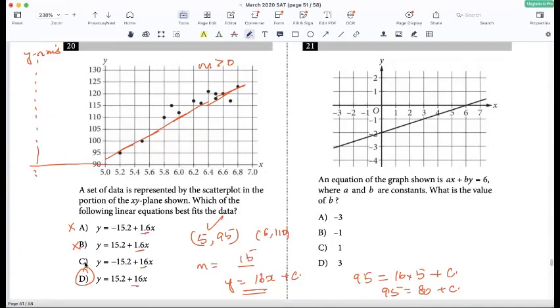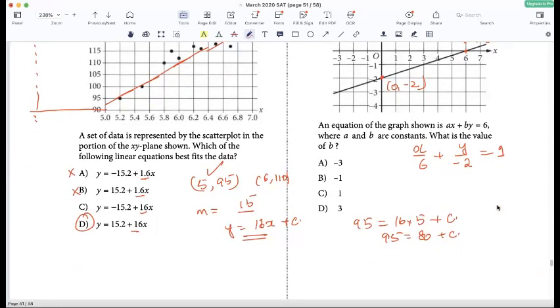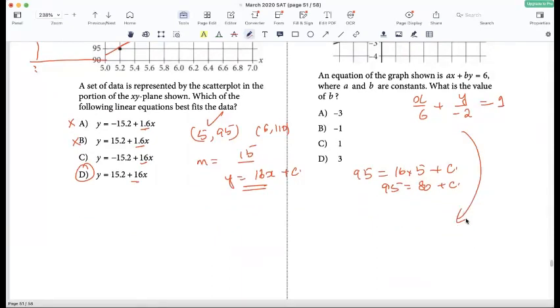An equation of the graph shown is ax plus by equal to 6, where a and b are constants. What is the value of b? Okay, so the y-intercept is -2 and the x-intercept is 6. So the equation can be x by 6 plus y by -2 is 1. This is the intercept form of the line. So let me write here. So if I take the LCM 6, so x minus 3y is 6. So if I compare it to ax plus by, then b becomes -3.